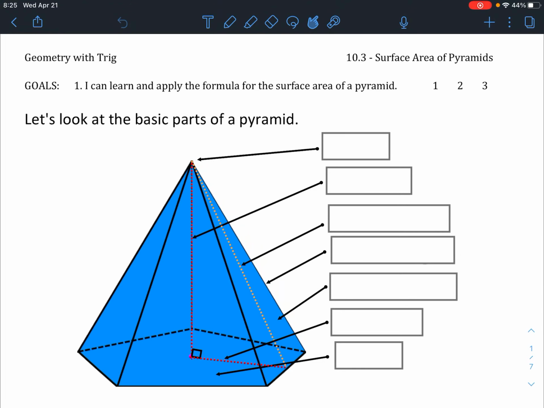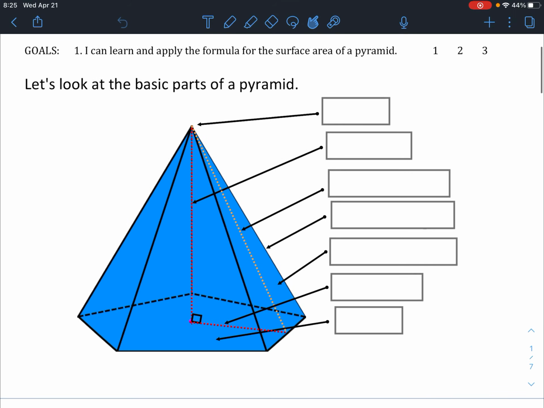Hey there everybody, welcome to our lesson today on the surface area of a pyramid. As you can see here on the opening slide, we have a picture of a pyramid. So let's talk about all the different parts of a pyramid.